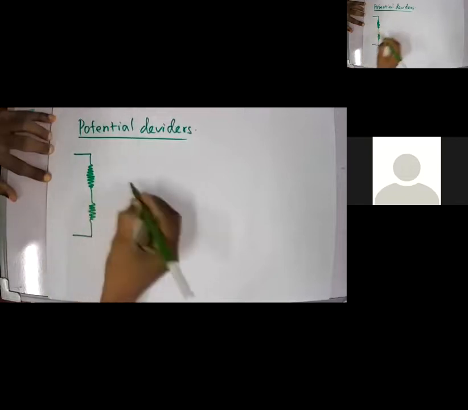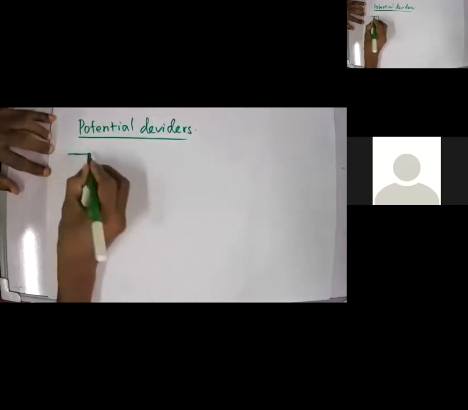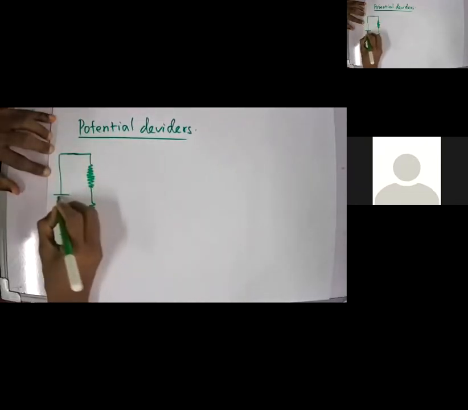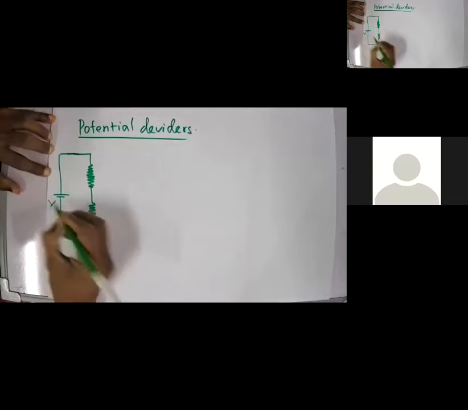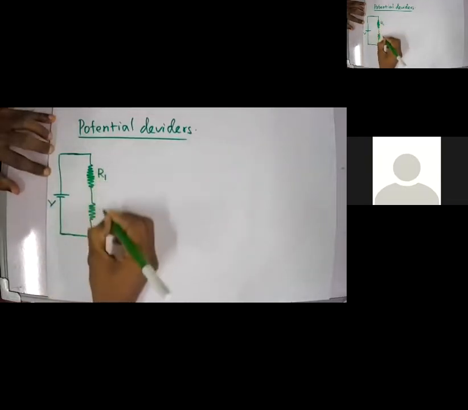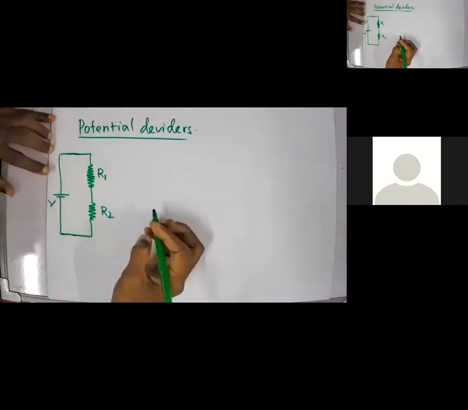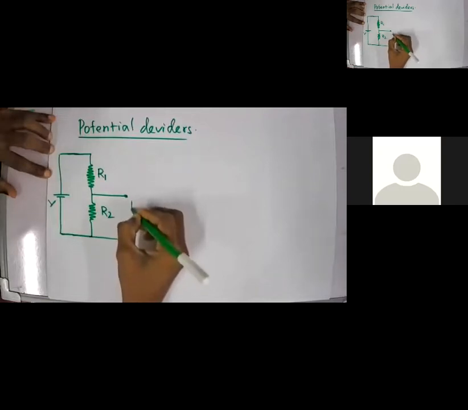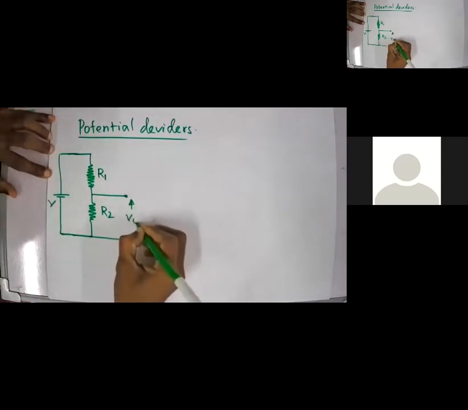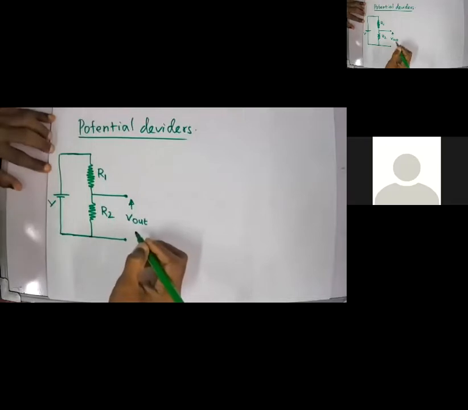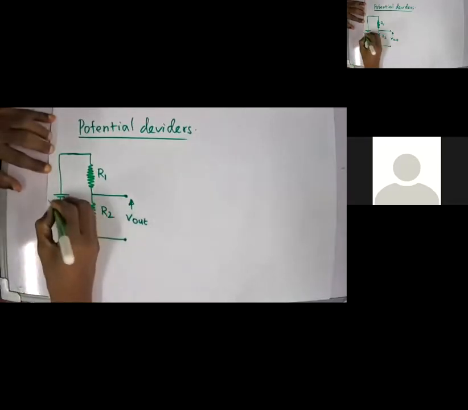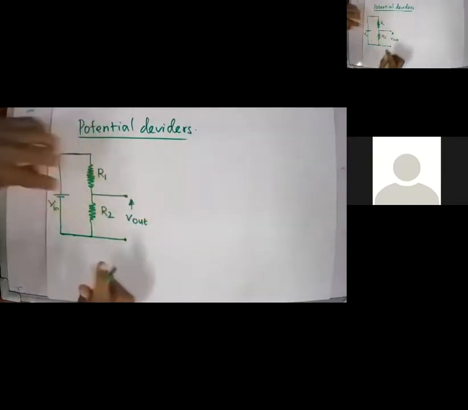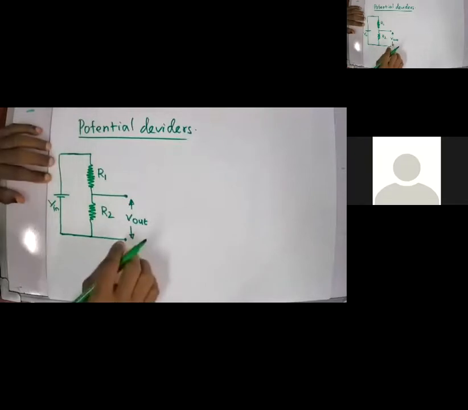So a potential divider is simply two resistors connected in series, and this is connected to a voltage source of V, or a battery of V. I'll mark it as V in. This is R1 and R2, and this will be my output, which I'll mark as V out. So I have two resistors connected in series, and then I have V out here.